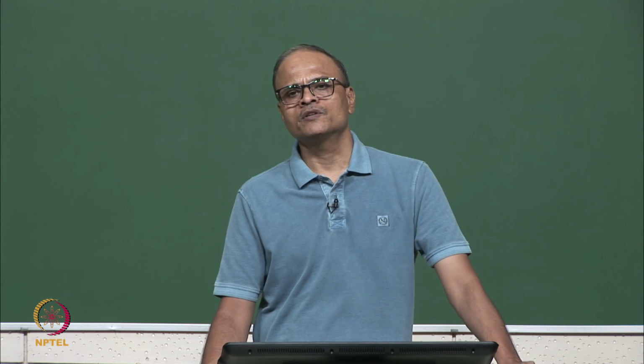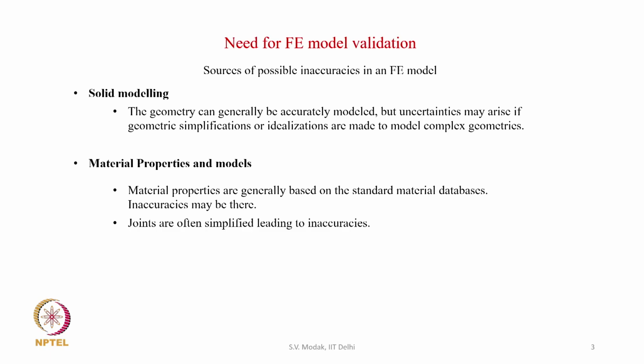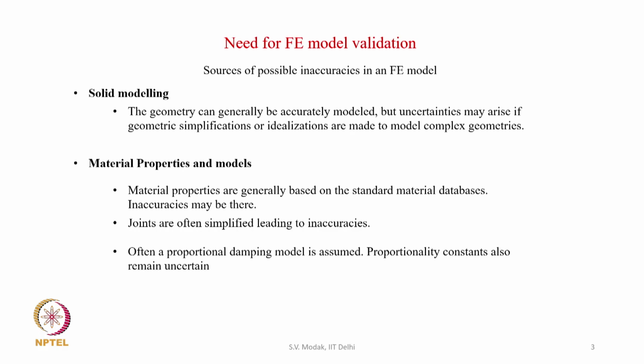That is probably the simplistic approach. In other cases, some simpler models are used to model the joint, and such simpler models may be associated with some parameters which define those models, and the values of those constants may be unknown. They may be uncertain. Often the damping in the FE model is taken as a proportional damping model in the absence of an accurate model representing the damping. So, that is a source of error. Also, in the proportional damping model, the values of the proportionality constants are generally not correctly known, and therefore their values again are uncertain and a source of modeling inaccuracy.